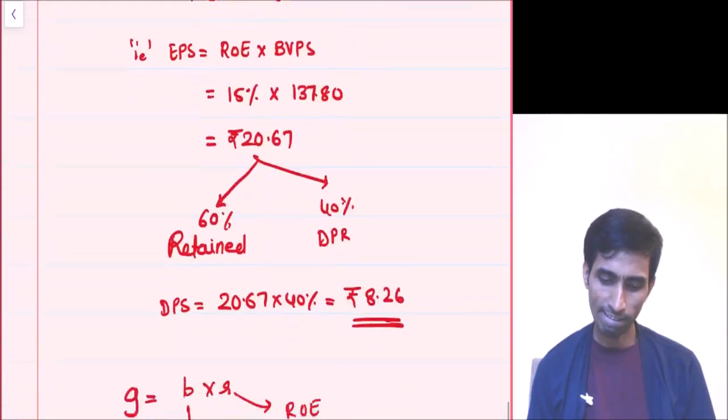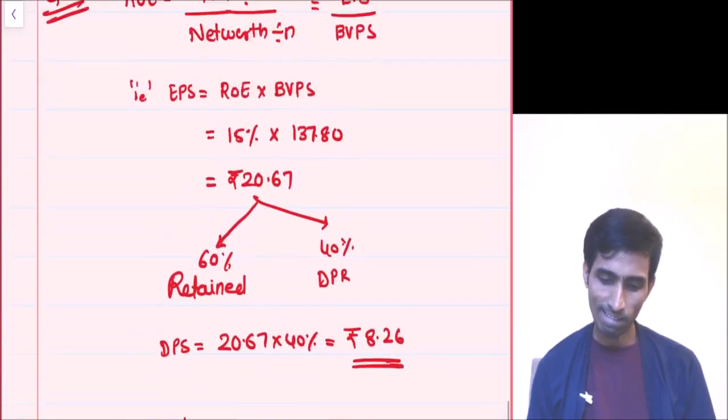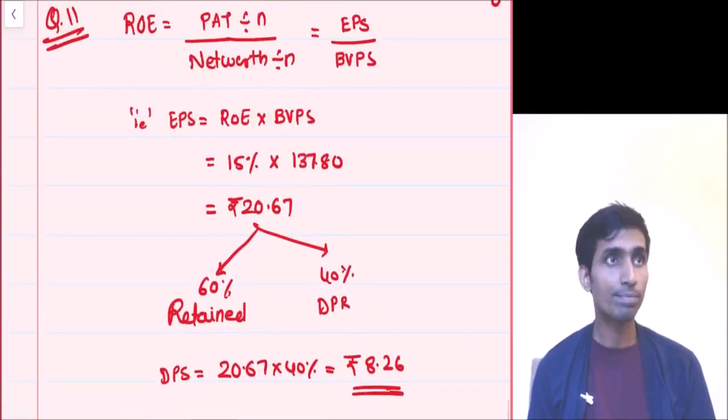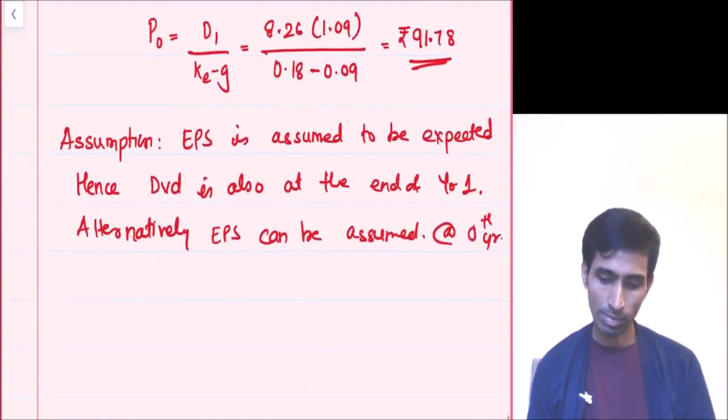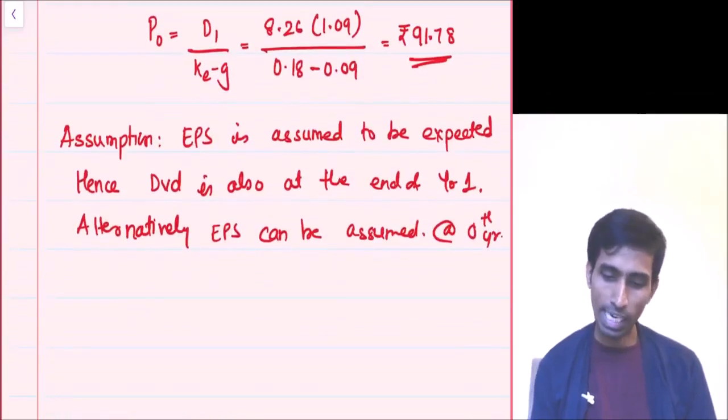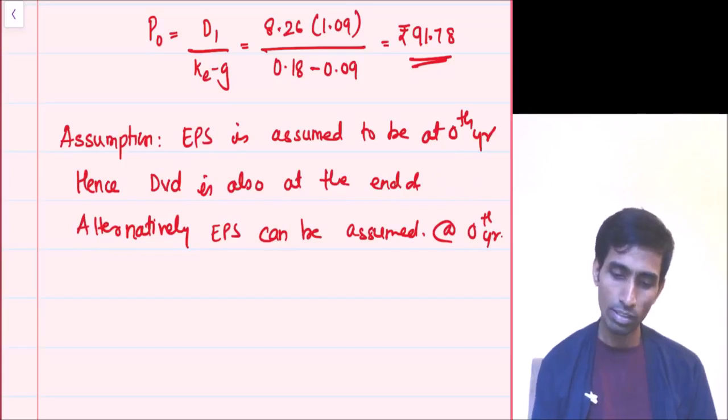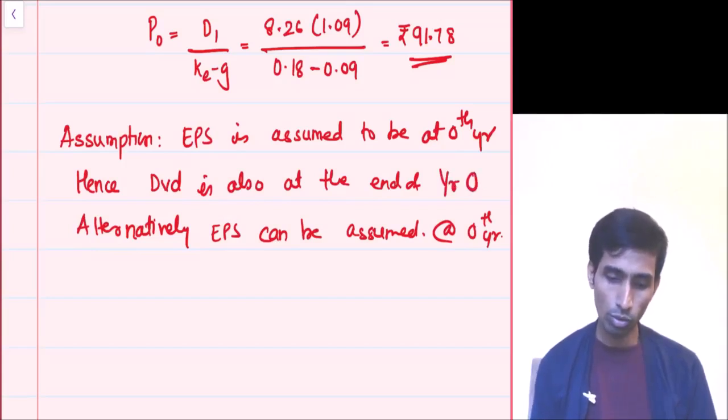One minute. EPS is assumed to be at 0th year. Sorry, correct this. At 0th year. And hence dividend is also at year 0.